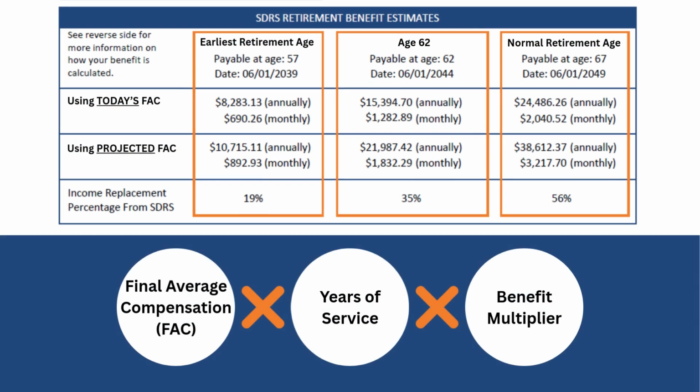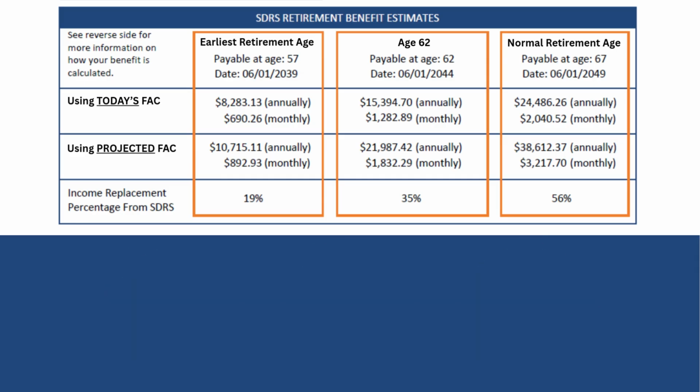Benefits are calculated using 3 factors: FAC, years of service, and a benefit multiplier, which is dependent on the member's class of service. Estimates are presented for 3 different retirement ages on your statement. The estimates are shown using today's final average compensation and a projected final average compensation.